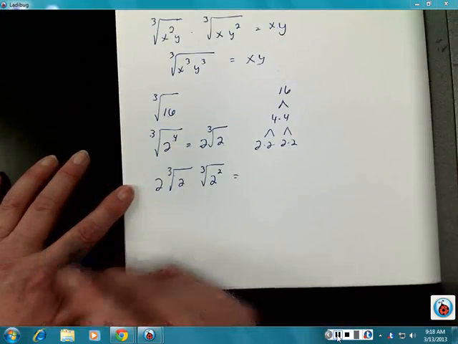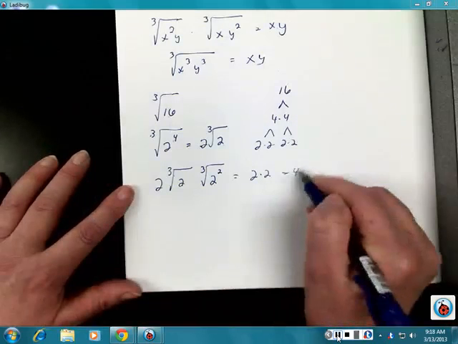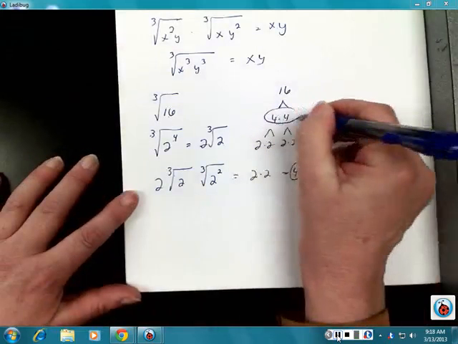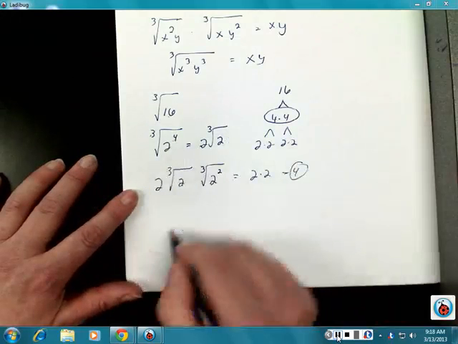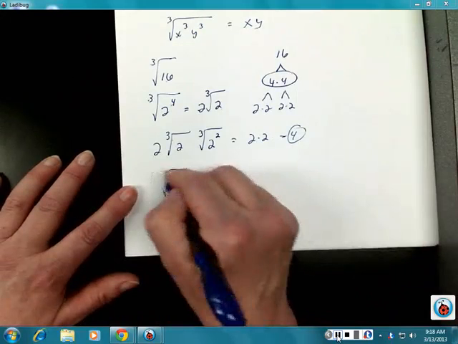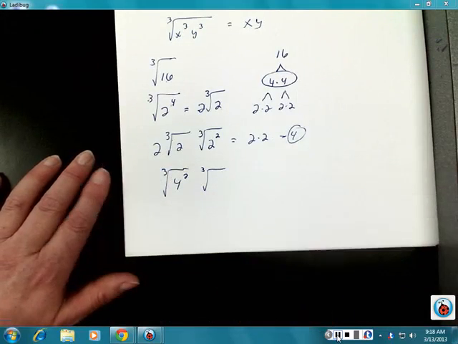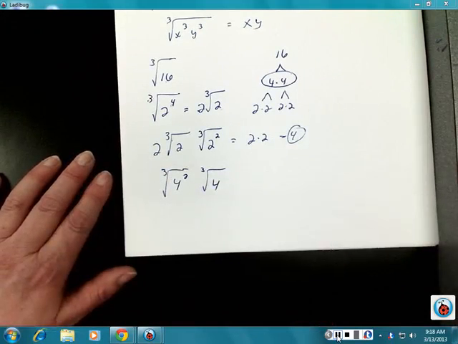So then what would my final answer be? My final answer would be 2 times 2, or 4. Okay? Now, could I have looked at this right here? Sure. They matched each other. And I could have said, I have the cube root of 4 squared. So what would I have to multiply it by? Cube root, just a 4.